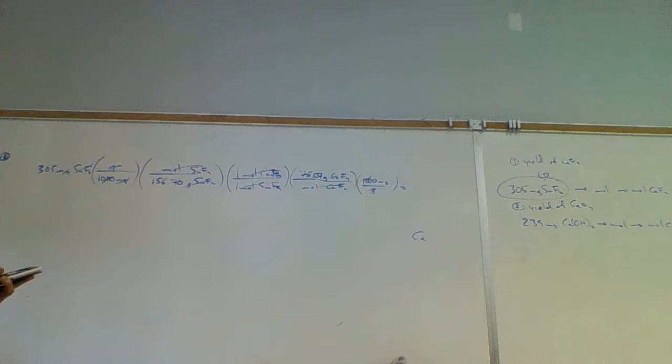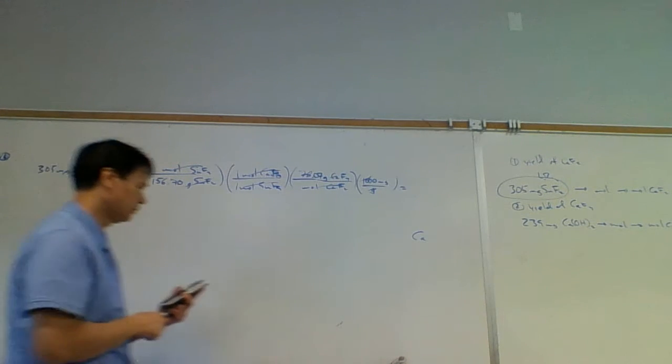So I got 305 divided by 156.7 times 78.07. 151.9.